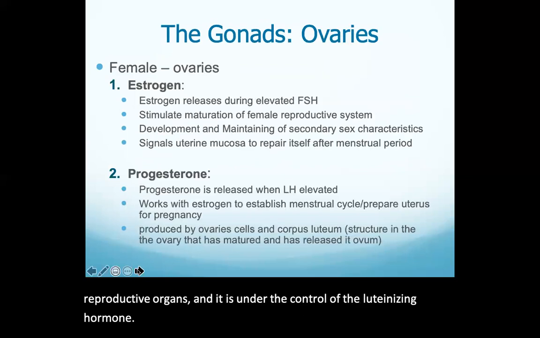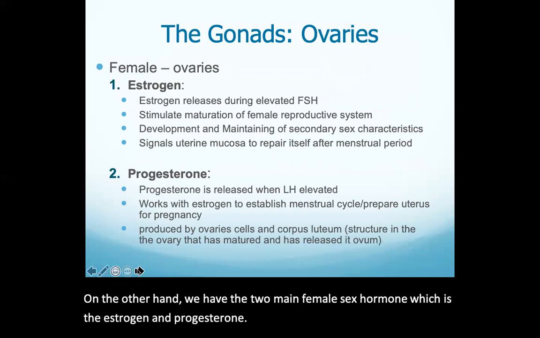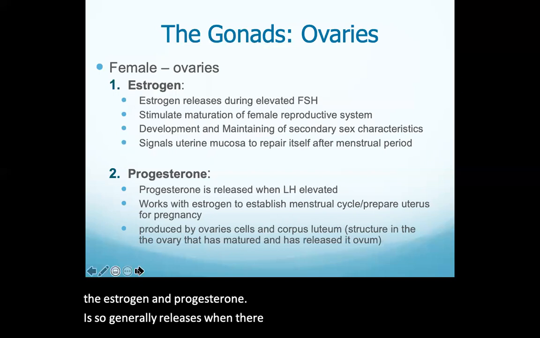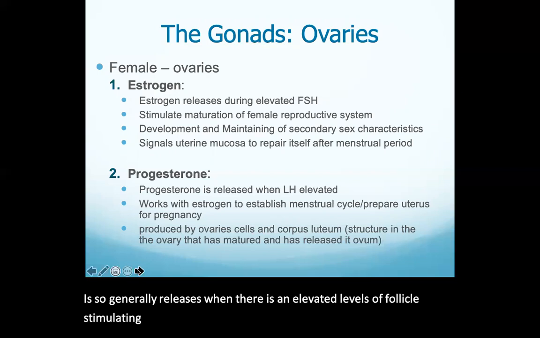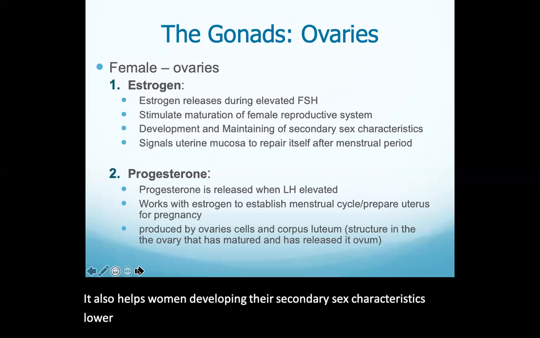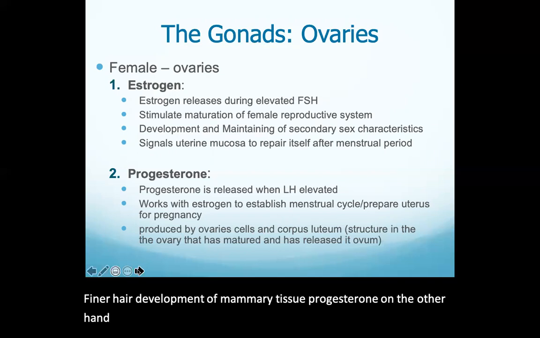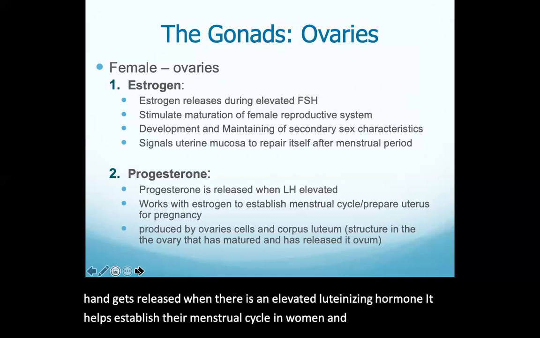On the other hand, we have the two main female sex hormones, which are estrogen and progesterone. Estrogen is released when there are elevated levels of follicle stimulating hormone, extremely important for the follicle and oocyte to mature. It also helps women develop their secondary sex characteristics like higher voice, finer hair, development of mammary tissue. Progesterone, on the other hand, gets released when there is an elevated luteinizing hormone. It helps establish the menstrual cycle in women and prepare the uterus for pregnancy.